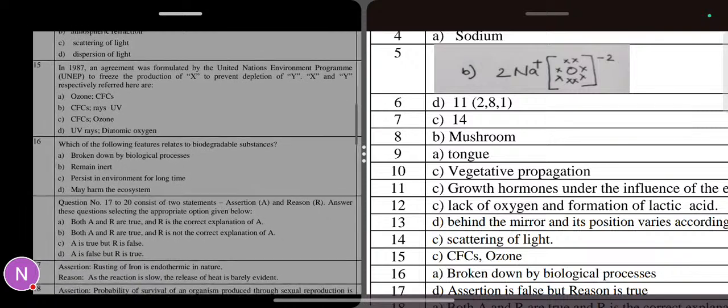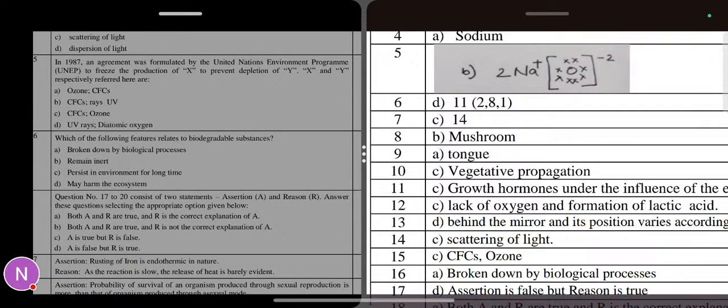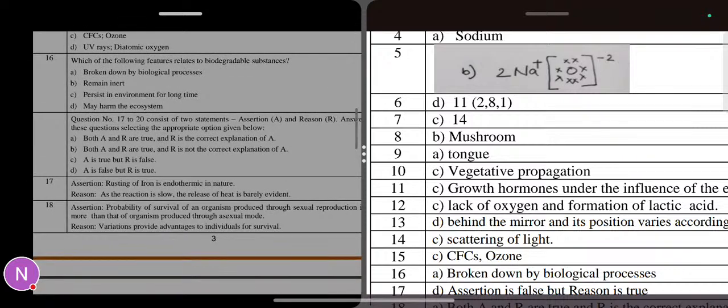17th question. Questions 17 to 20 consist of two statements, assertion and reason. Answer these questions by selecting the appropriate options given below. You have to select from options A, B, C, D. A: both A and R are true, and R is the correct explanation of A. B: both A and R are true, but R is not the correct explanation of A. C: A is true, R is false. D: A is false, R is true.